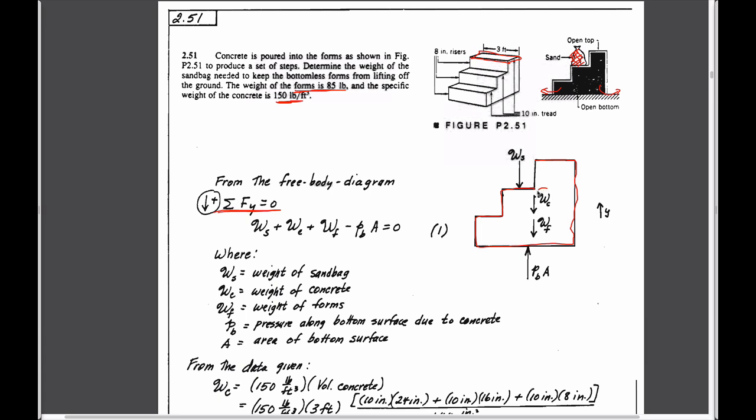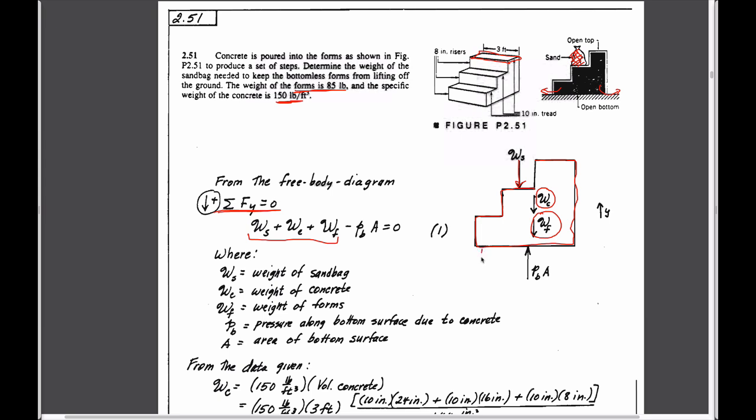It'll have the weight of the concrete that fills it, which will be 150 pounds per cubic foot multiplied by whatever the volume is of the form. So it'll be the unit weight times the volume. And the weight of the form, which we know is 85 pounds. In addition to that, we have the weight of a sandbag, which is added onto it. So these are all acting downwards, so we can add all of these terms together.